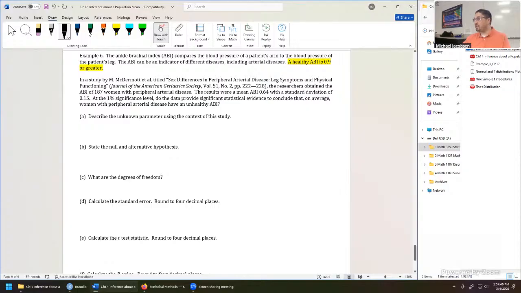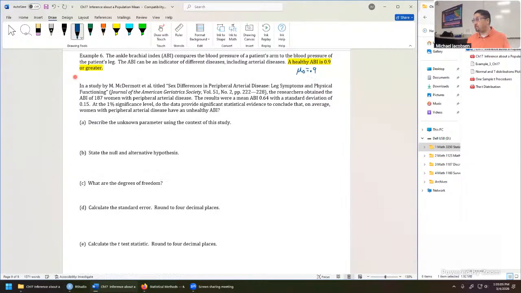Okay, back to what we were looking at over here. When it says a healthy ABI is 0.9 or greater, what that's giving us is the hypothesized value, the mu naught that you see in the formulas. So mu naught is going to be 0.9 coming from this part here. Now we take a look into the context of what the study itself is about.